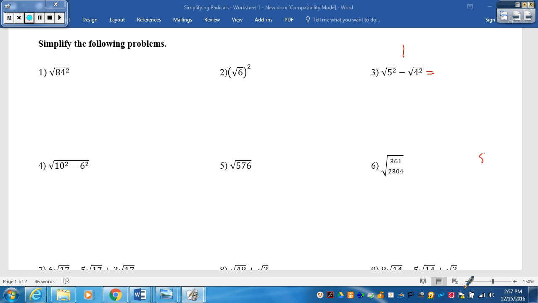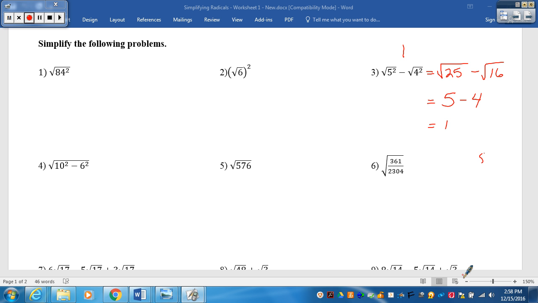The easiest way to figure that out is just to work it out by hand. If I work this out, what's 5 squared? Well, that's 25. And what's 4 squared? Well, that's 16. And if we plug this into our calculator or just think about it, what's the square root of 25? That's 5. What's the square root of 16? That's 4. And you know what? You were right. The answer to number 3 is 1. So whenever you have a square and a square root, they cancel each other out.